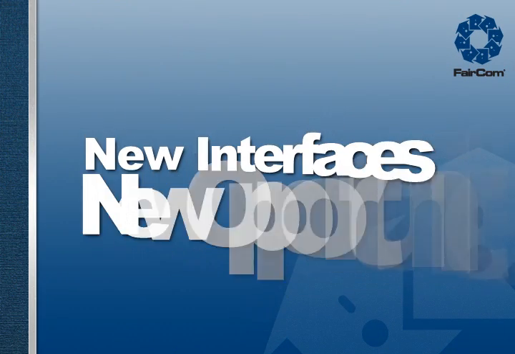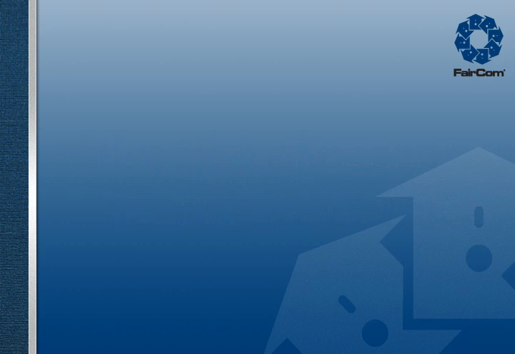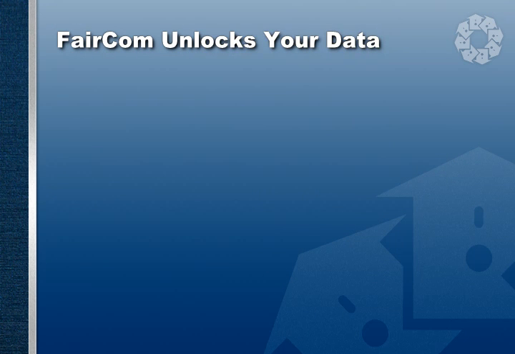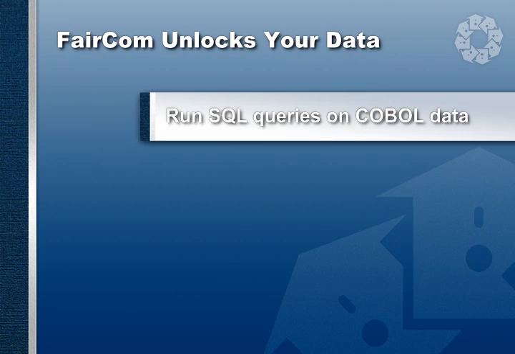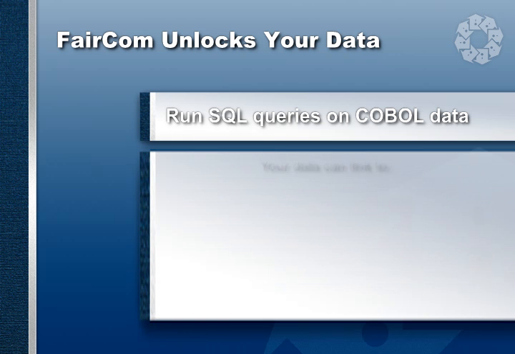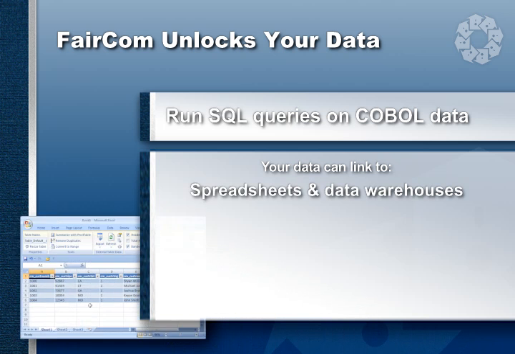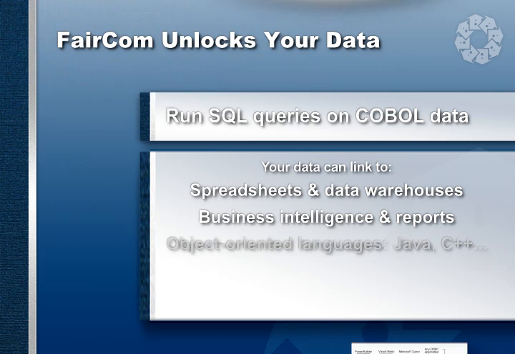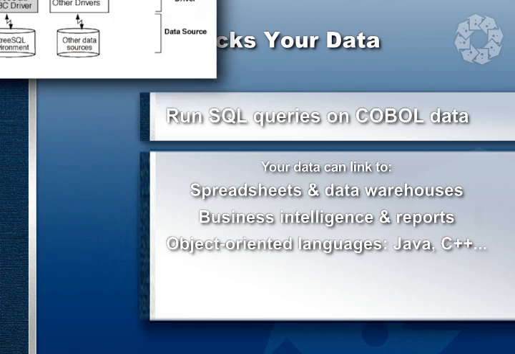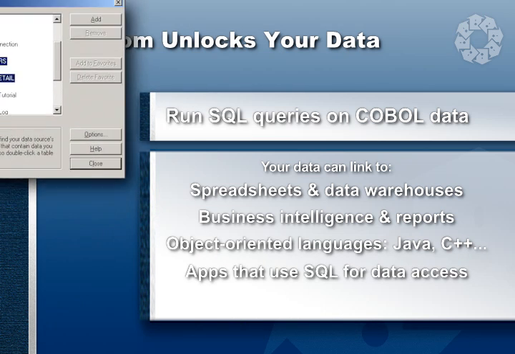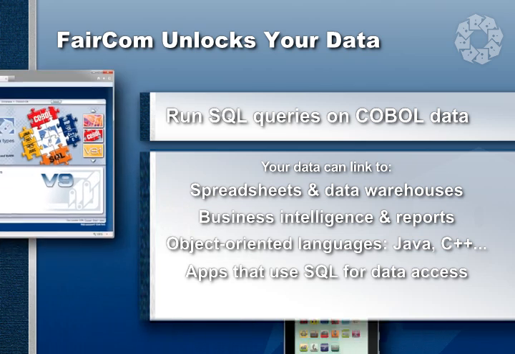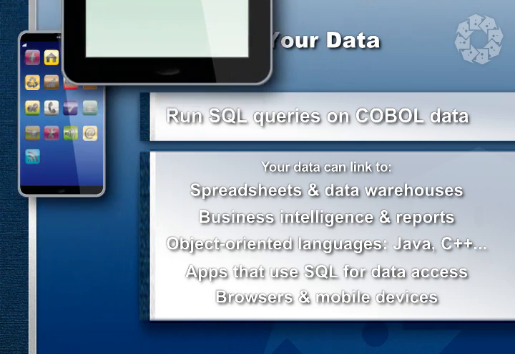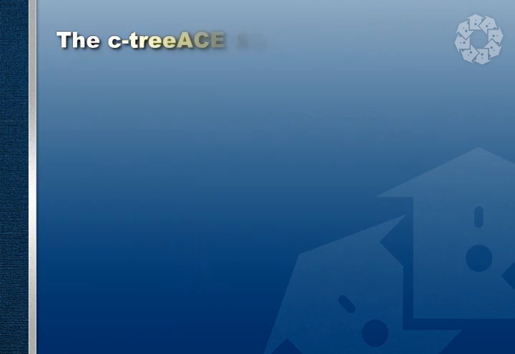New interfaces, new opportunities. The FairCom solution unlocks exciting opportunities by running SQL queries on top of your COBOL data. Without changing your COBOL application, your data can now be linked to spreadsheets and data warehouses, business intelligence and reporting applications, object-oriented languages such as Java and C++, countless applications that use SQL for data access, and browsers and mobile devices. The C-treeACE SQL Server is a full-fledged server, not just an add-on.